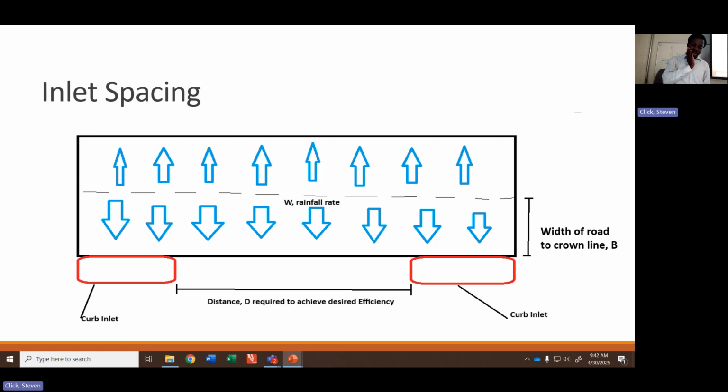So finally, we get to inlet spacing. This is an image to help understand how we calculate this value of D. We know that these are curb inlets, and we already know the length of the curb inlet L. For this particular situation, we are just assuming that the rainfall coming into the inlets is just from the roadway. We are ignoring rainfall coming from the catchments, areas such as the sidewalks and other areas. For this calculation, we are just assuming that the water is purely coming from the roadway.